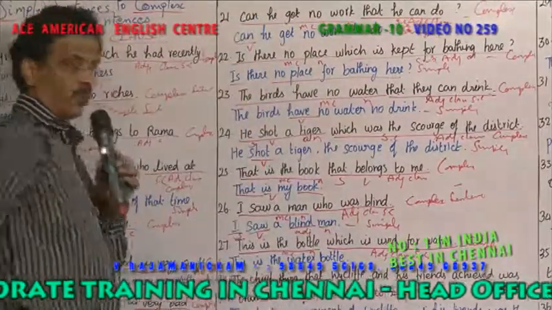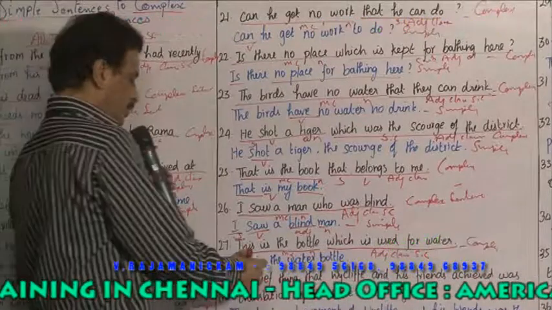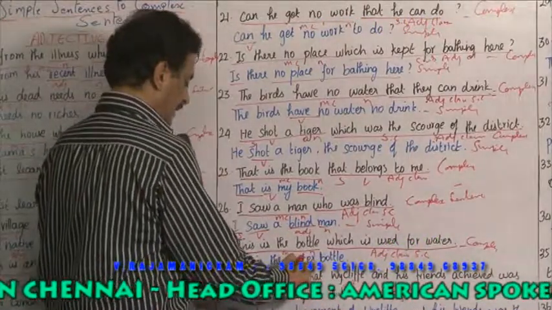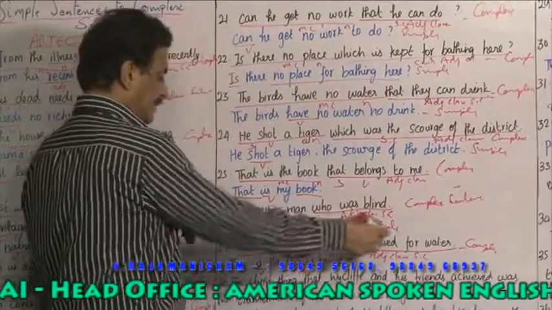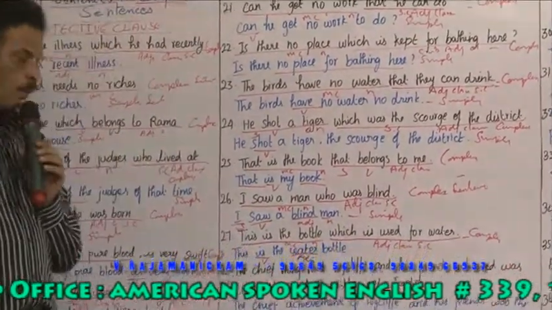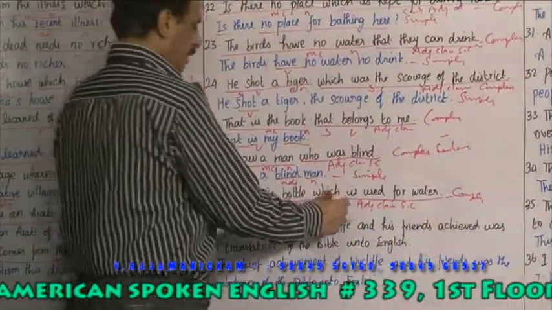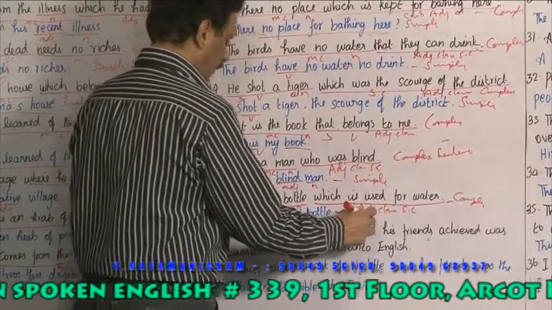So this is the water bottle, right? This is the only verb here. Water is an adjective. So the entire clause is converted into just "water." So this becomes what? A simple sentence. Only one verb is there.